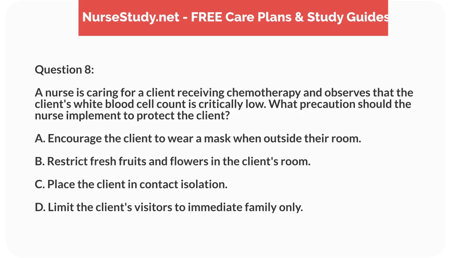Question 8. A nurse is caring for a client receiving chemotherapy and observes that the client's white blood cell count is critically low. What precaution should the nurse implement to protect the client? A. Encourage the client to wear a mask when outside their room. B. Restrict fresh fruits and flowers in the client's room. C. Place the client in contact isolation. D. Limit the client's visitors to immediate family only.